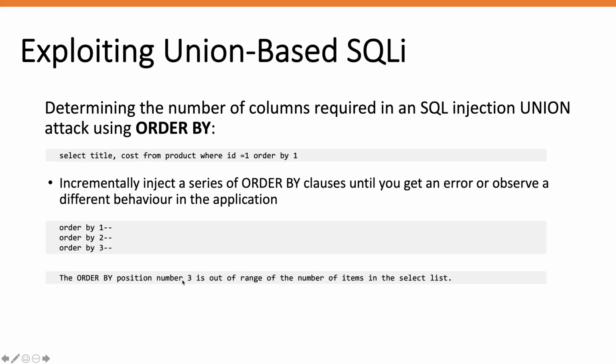And since I incrementally increase the value of the order by integer over here, I know then the number of columns is this value minus 1. So 3 minus 1, which is 2. The number of columns that are being used in the SQL query is 2. So that's the way to do it using the order by clause.